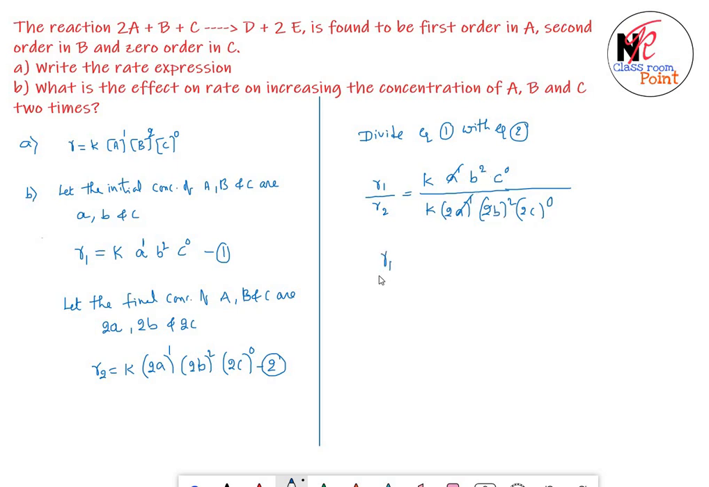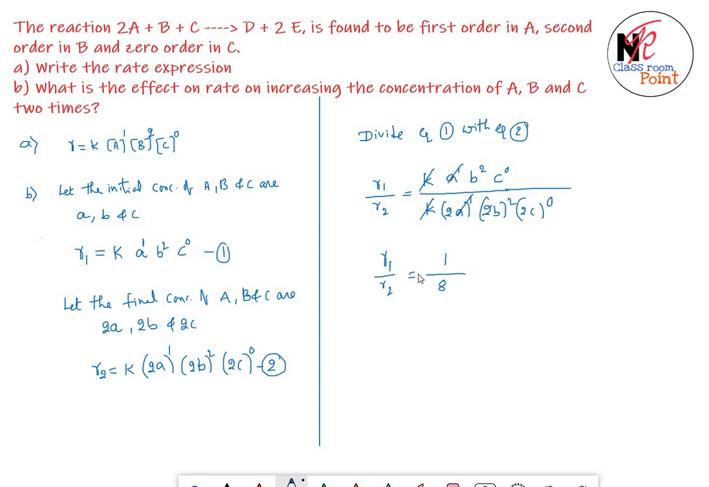So finally it becomes R1 divided by R2 is equal to, even K also cancels out. So we'll get 1 divided by, here 2 is there, here 2 square is equal to 4, 4 into 2 equals 8, B square cancels out. I did not cancel here because again I have to multiply it. C naught value, anyhow their value is equal to 1, so it is equal to 8.